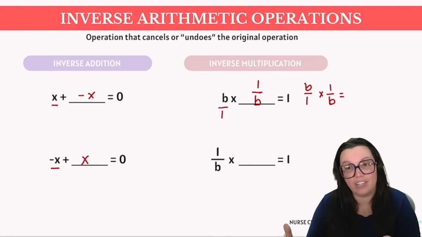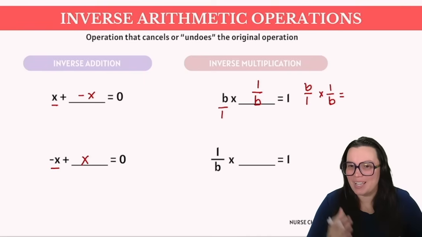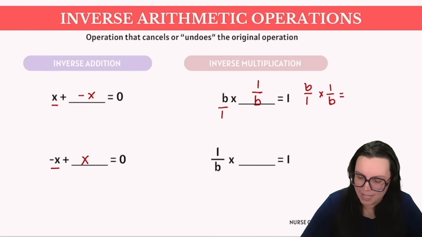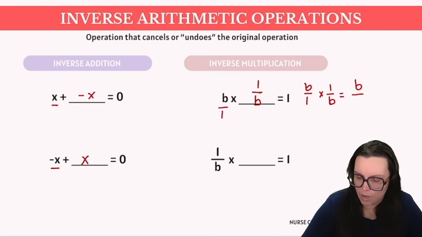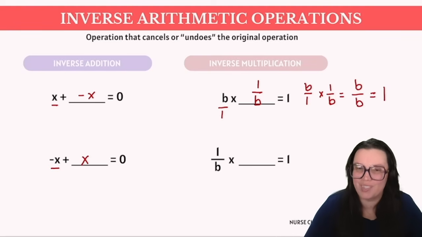When multiplying fractions, we multiply the numerators together and the denominators together. Starting with our numerator, we have B times 1, which is going to give us B. And with our denominators, we have 1 times B, which is also going to give us B. This is ultimately going to give us B over B, which further simplifies into the number 1.